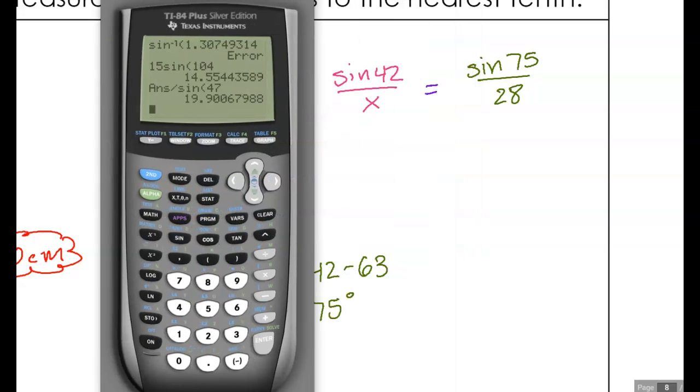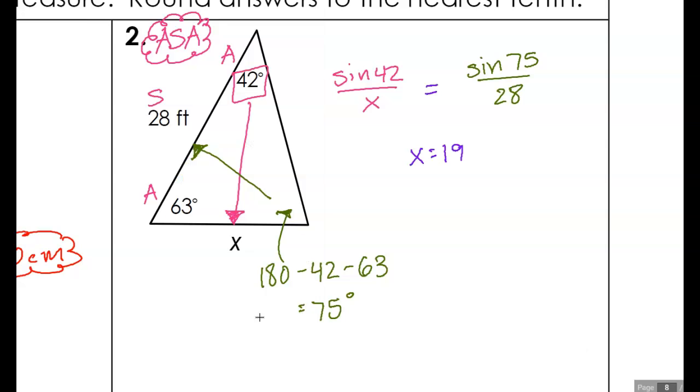So what I put in my calculator is first the multiplication, 28 times sine of 42, but then I know I need to divide off the sine of 75. Oh, I forgot to hit divide. Divide by sine of 75. And you get 19.396. The 6 makes the 9 round up, which makes the 3 round up to a 4. So this is 19.40. And my unit is feet, and I'm done.